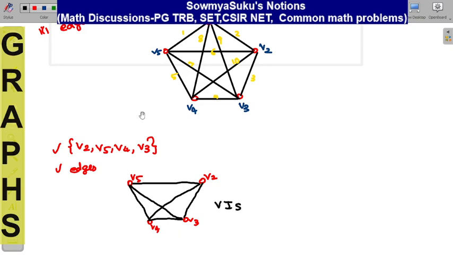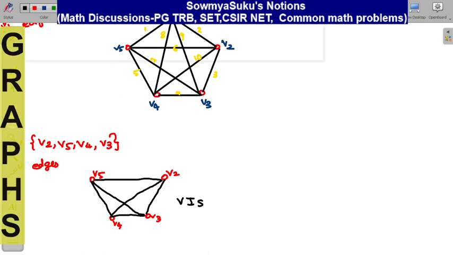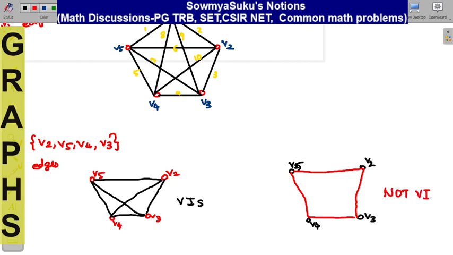And you can see what is not a vertex induced subgraph. I have to draw these 4 vertices, that is V5, V2, V3, then V4. So I am drawing the edges here V5 to V2 and V2 to V3. These are the edges already in the original graph that I am drawing. Okay. But I am not drawing these two. If it's so, it is not a vertex induced subgraph.